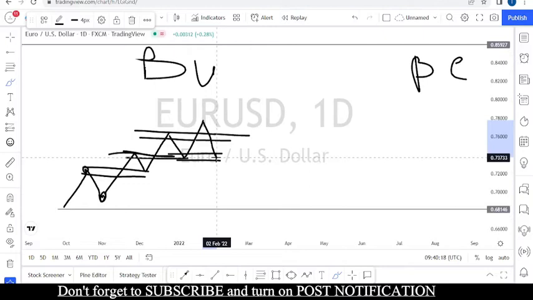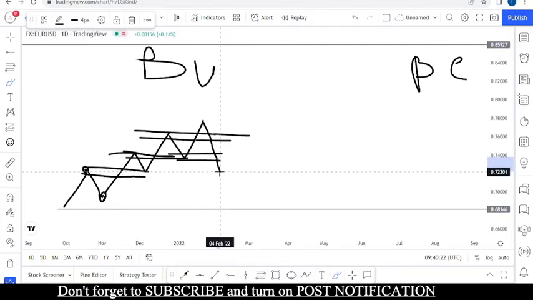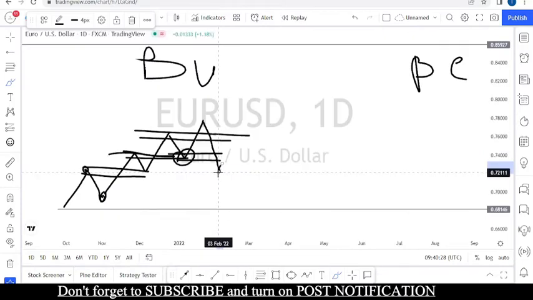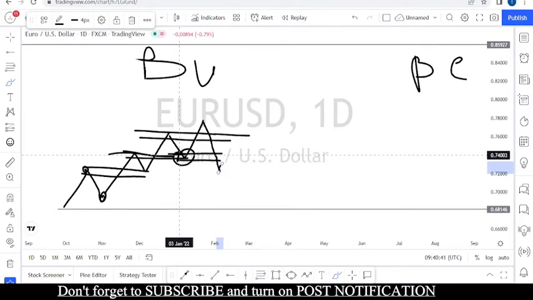And if we come below this level, provided we don't come and close below here, creating a new lower low, if we don't do this, then we are still in an uptrend. But if this happens, if we've broken below the previous higher low, that means we should start looking for selling opportunities.